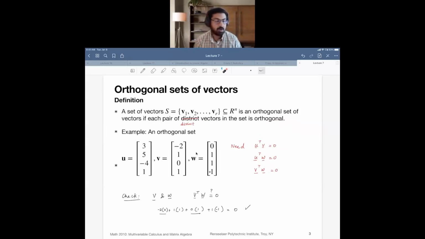All right, questions here. How do you determine whether the set of vectors is an orthogonal set or not? You would have to check for all those three conditions, right? So all these three have to be satisfied.